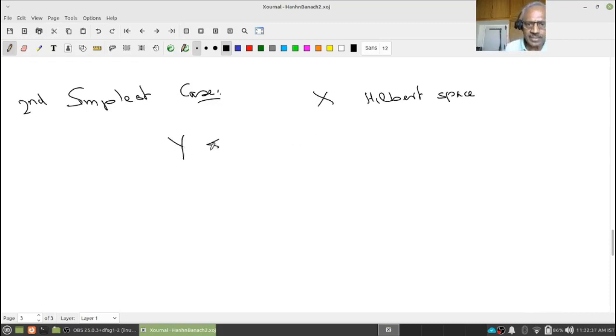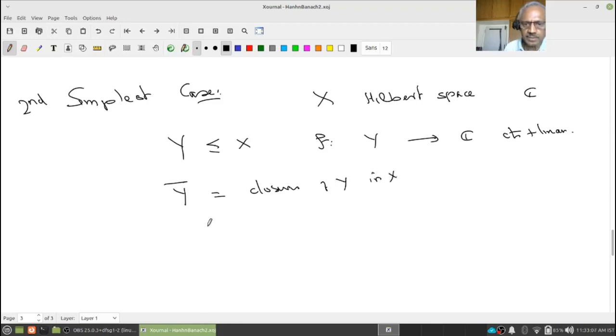Suppose Y is a vector subspace of X and f is a continuous linear function from Y to C. Let us assume the complex vector space. So I want to extend this. How will I do that? The first thing is, notice that as I did earlier, if Y bar denotes the closure of Y in X, then this becomes a Hilbert space. Remember, Y is just a vector subspace, it need not be complete. But when I take this closure, then it becomes a Hilbert space.